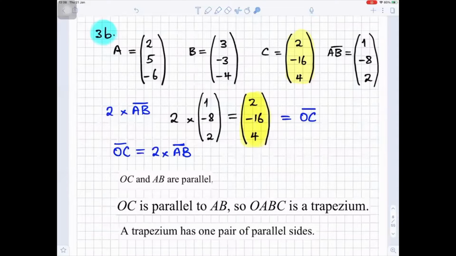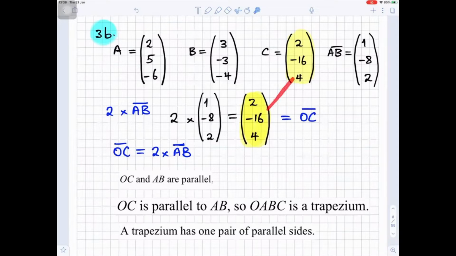Question 3B. I've written vector A as a column vector, B as column, C as column, and AB as column. And you will notice that if you multiply 2 times AB, which is (1, -8, 2), so 2 times 1 is 2, 2 times -8 is -16, 2 times 2 is 4. So that means OC is the same as 2 times AB.